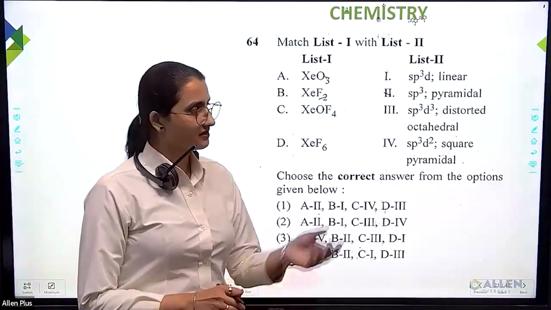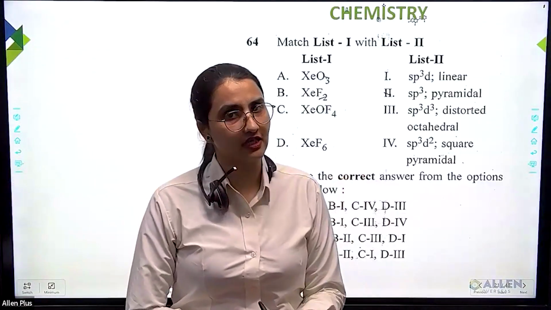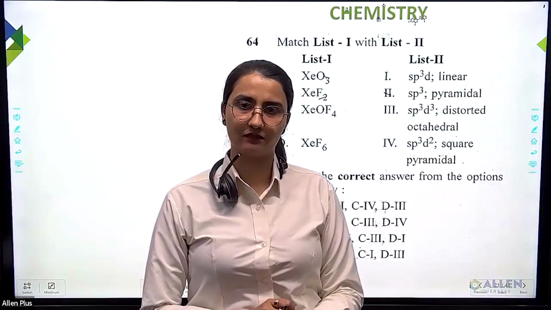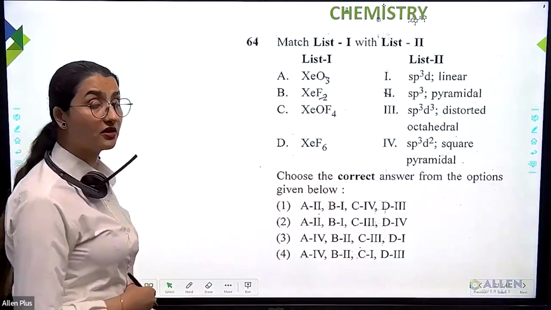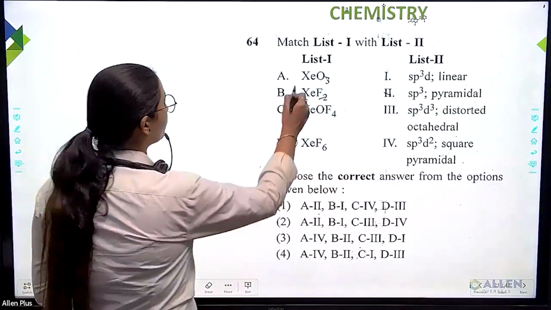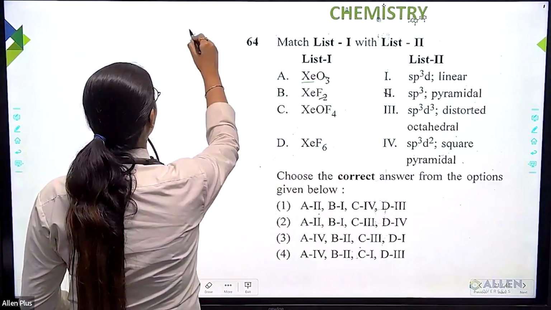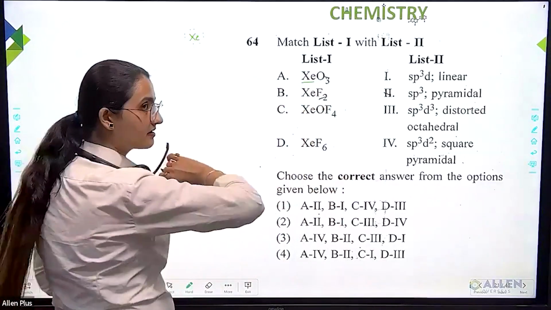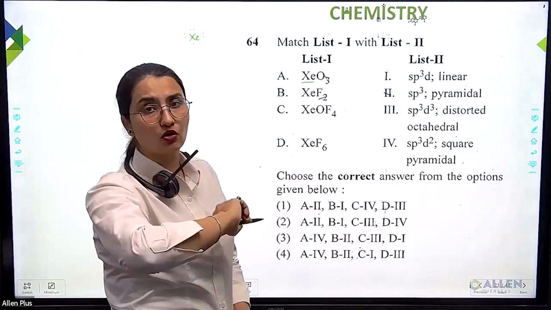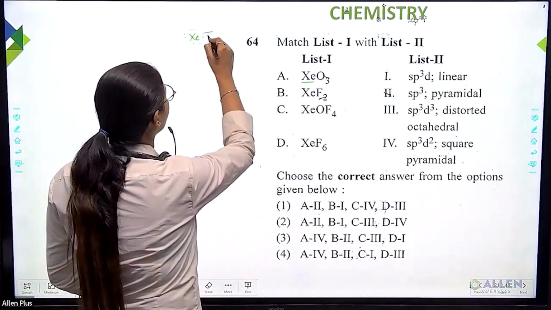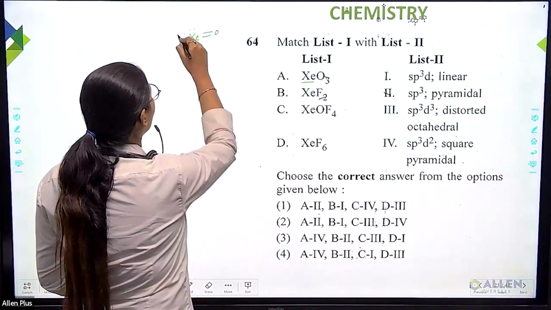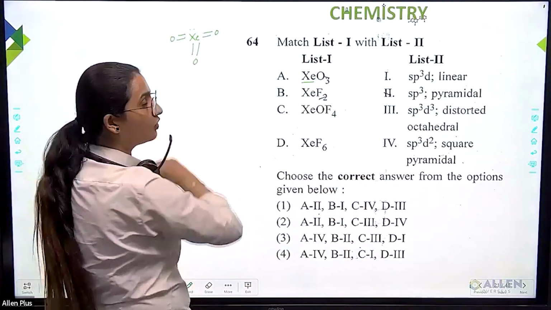Next. So we can say it's from p block. We can also say it's from chemical bonding. We just have to predict the structure based on VSEPR theory. So students, we know Xe has 8 electrons in the valence shell. Correct? XeO3. 3O means it's going to make 2 bonds with each O. There is one lone pair.